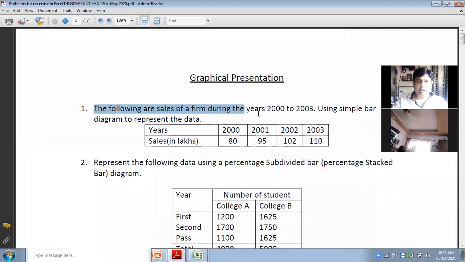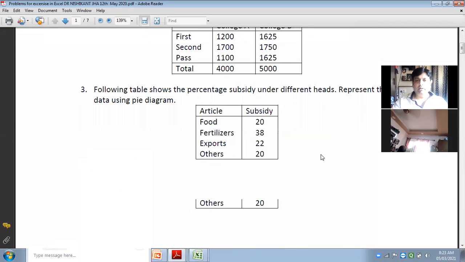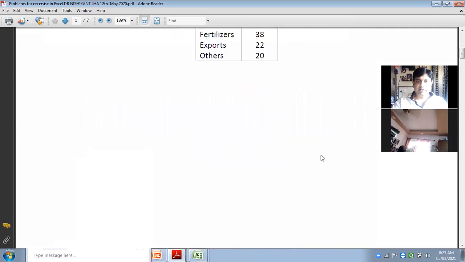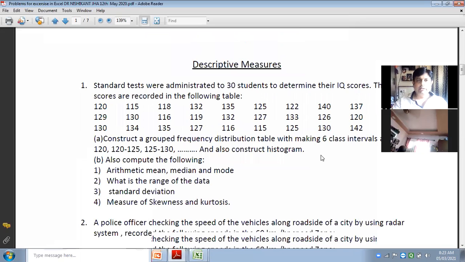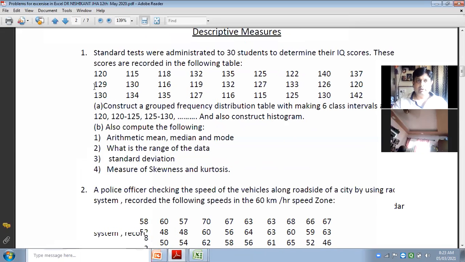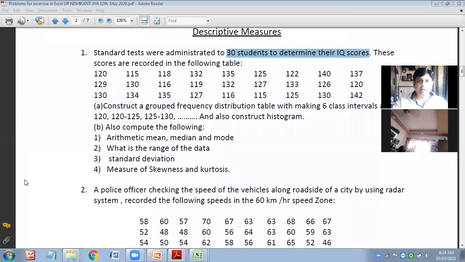Suppose this is the data. Okay, they ask us to put it in graphical presentation. Very simple. We will incorporate them into an Excel sheet. It will give us the outcome in graphical presentation. These are the descriptive data. 120, 115, 118. These are the 30 students' IQ scores. Okay. What are they asking? They are asking for everything.